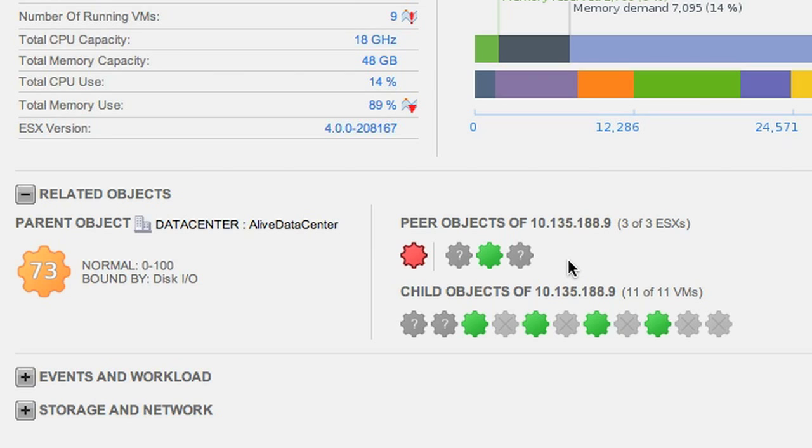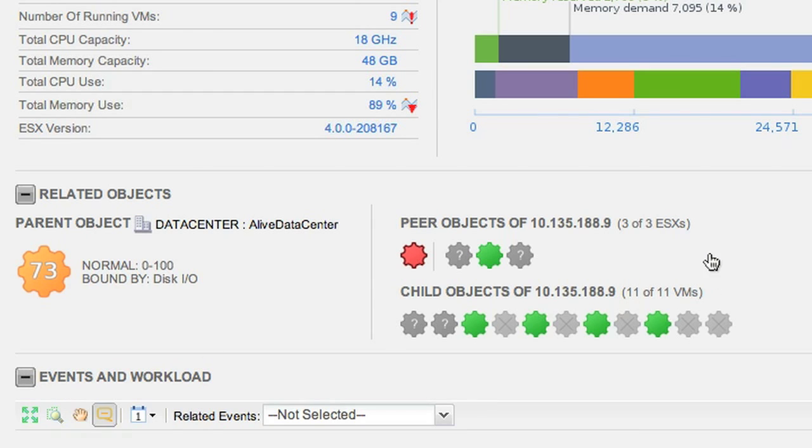Again, this may be some indication of a population pressure problem, maybe with a shared data store or something. In this case, we don't see that happening. There's only one other host and it's green. Finally, we also show child objects. And again, this lets you know whether there's an overall problem on the host that's affecting the VMs or whether the host itself is just a little bit overcommitted.